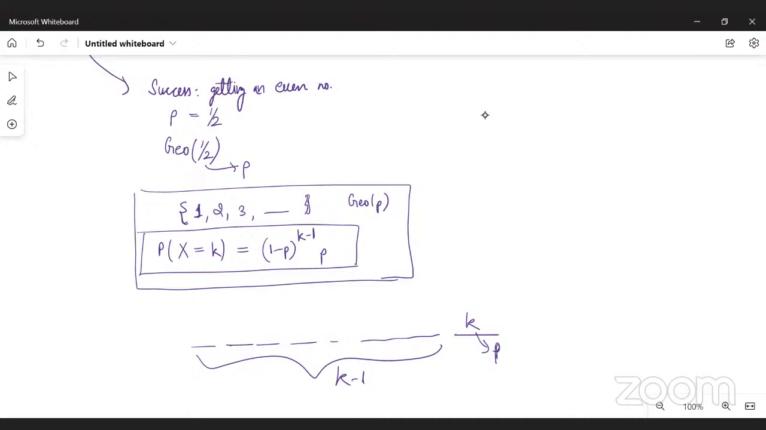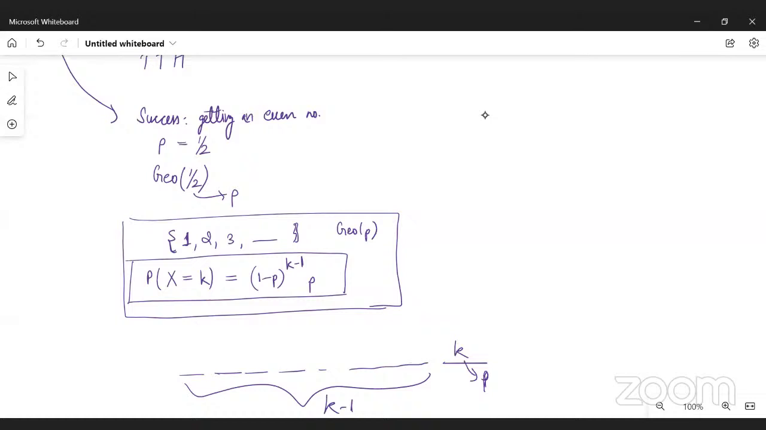You have to consider that the first k minus 1 trials are fixed. Then after that comes your success. So what you can say is that the binomial distribution and this geometric distribution model are different things, right? Binomial says the same definition.